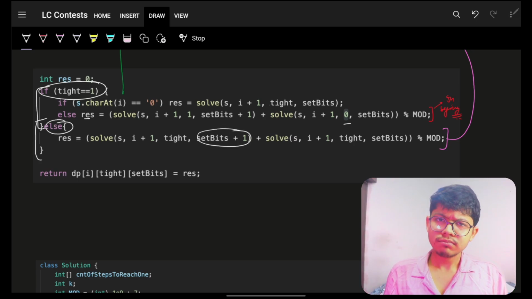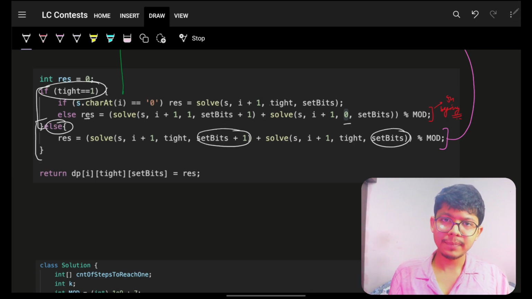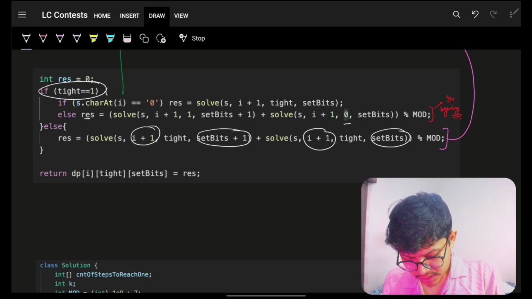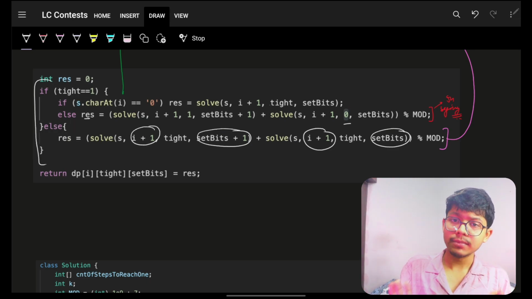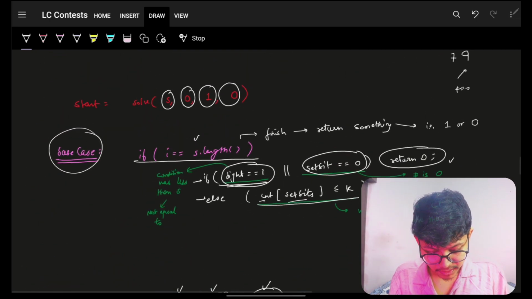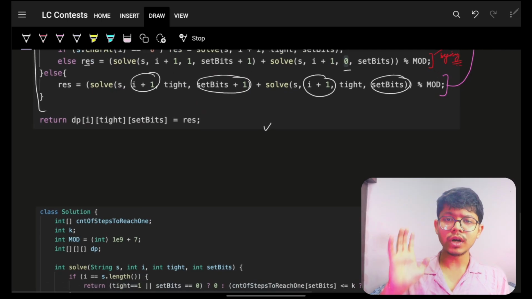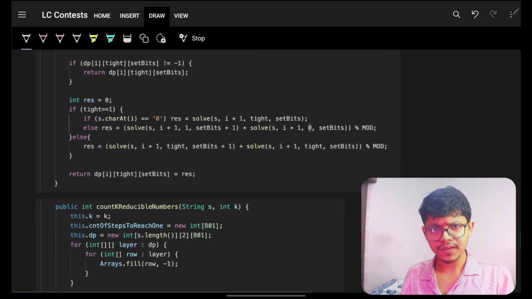Then if I place a 1, the bit count will increase by 1. If I place a 0, it will not increase. But still, I will have to move to the next index. This is the only recursive case which you have to do. Again, this is the easier part. The tricky part was the one which I showed you above. Cool. Now let's do a summary of the code itself.